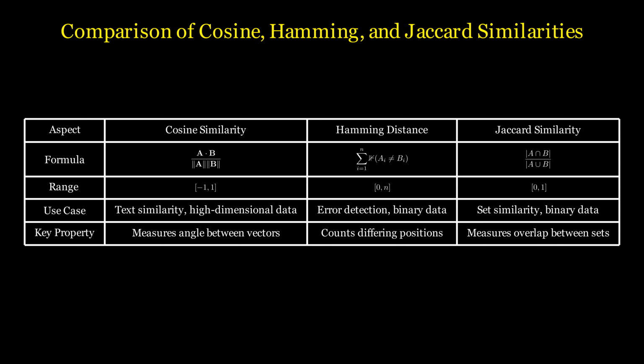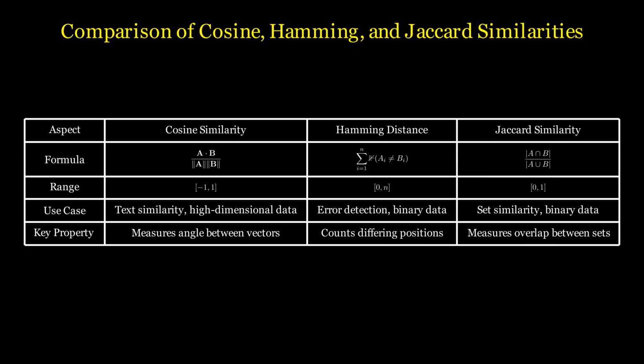Cosine similarity ranges from -1 to 1, where 1 indicates identical vectors. Hamming distance ranges from 0 to n, where n is the length of the vectors. Jaccard similarity ranges from 0 to 1, with 1 indicating identical sets. Cosine similarity is widely used in text mining and high-dimensional data. Hamming distance is ideal for error detection in binary data. Jaccard similarity is commonly used for comparing sets, such as in market basket analysis.